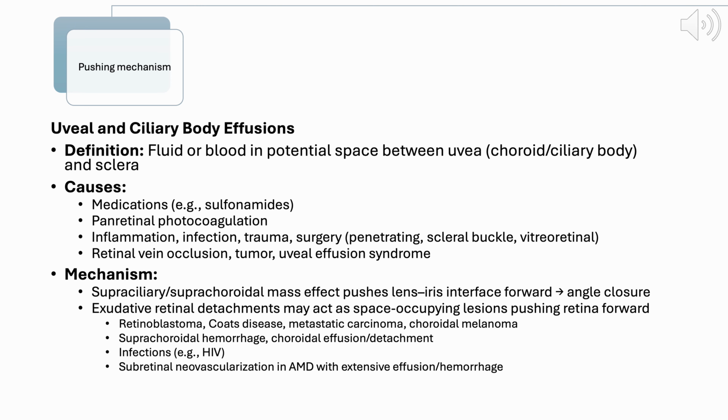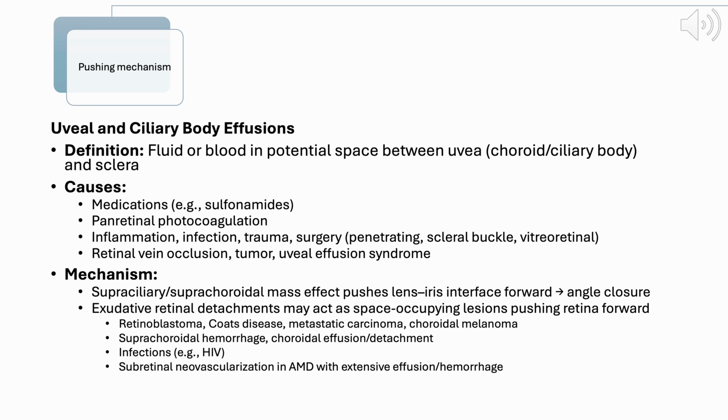Next, we will talk about uveal and ciliary body effusions, which occur when fluid or blood accumulates in the potential space between the uvea, specifically the choroid and ciliary body, and the sclera. There are a variety of causes. These include medication-induced reactions, such as sulfonamides, complications after panretinal photocoagulation, as well as inflammation, infection, trauma, and prior surgery. Retinal vein occlusion, tumors, and uveal effusion syndrome are also important contributors.